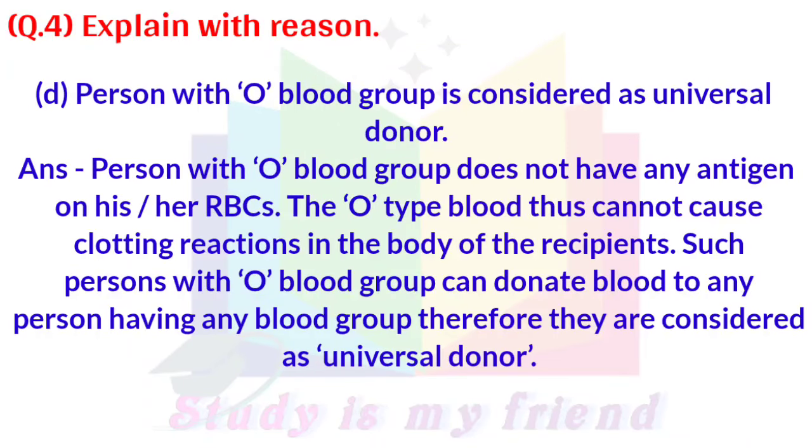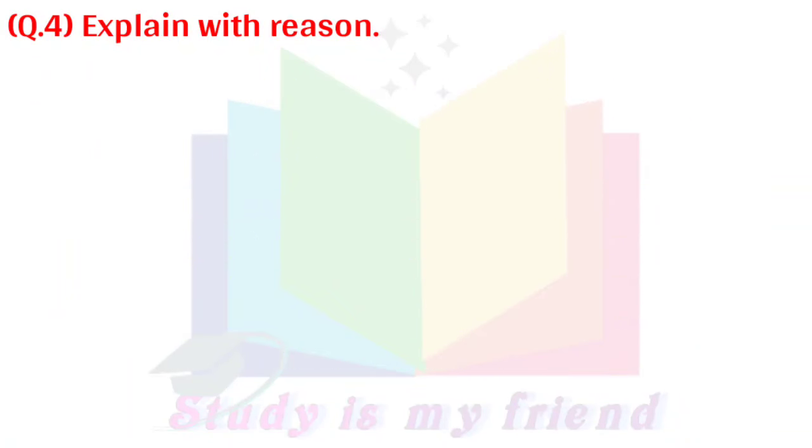D. Person with O blood group is considered as universal donor. Answer. Person with O blood group does not have any antigen on his or her RBCs. The O type blood thus cannot cause a clotting reaction in the body of the recipient. Such a person with O blood group can donate blood to any person having any blood group. Therefore, they are considered as universal donors.